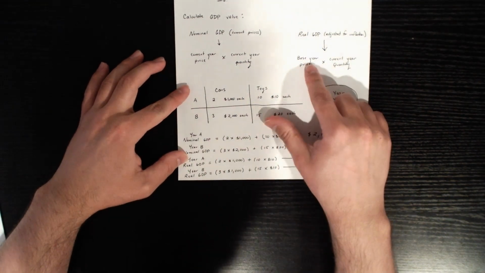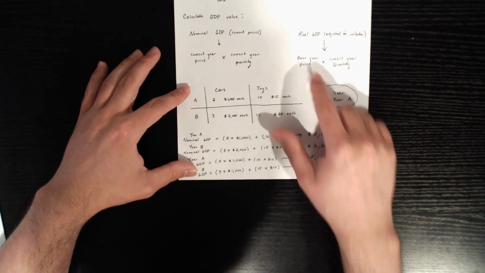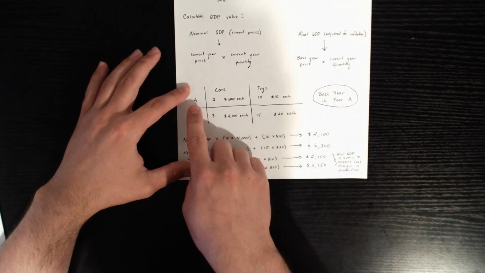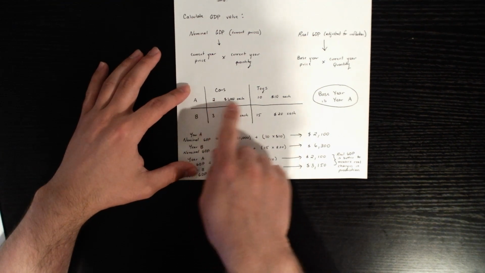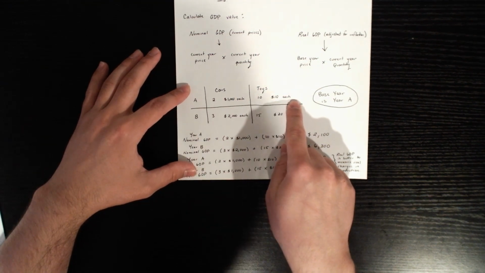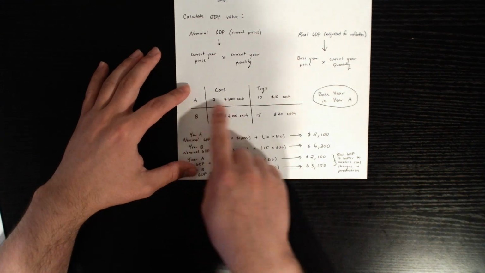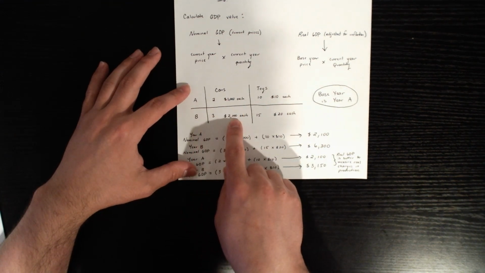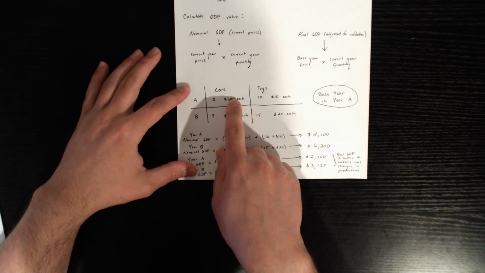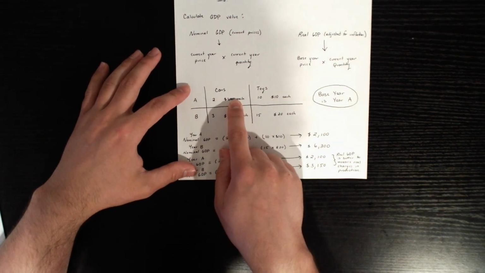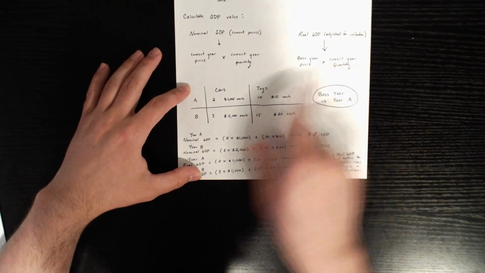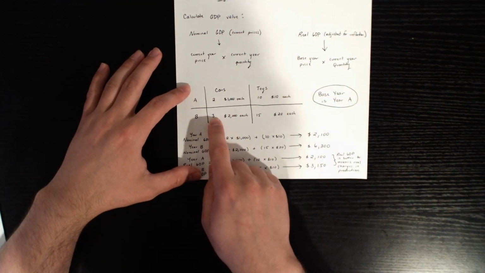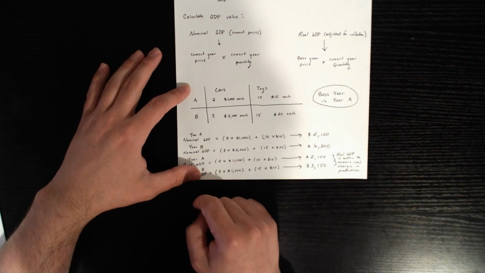Now let's do real GDP. Now remember, real GDP uses the base year price, which in this case is going to be year A. So we're going to make sure all the prices are the price from year A for each item. So for example, here we're not going to use 2,000, we're going to use the base year's price, which is 1,000. And then we multiply that by the current year quantity. So here we'd still use 3 because that's the current year, not 2.